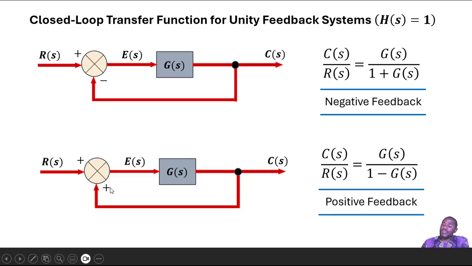If it's a positive unity feedback system, then this is positive. This will be the same form, just that this becomes what? Minus. Since that is positive plus, this becomes negative minus. And this is the transfer function for a positive unity feedback system. All right? Great.